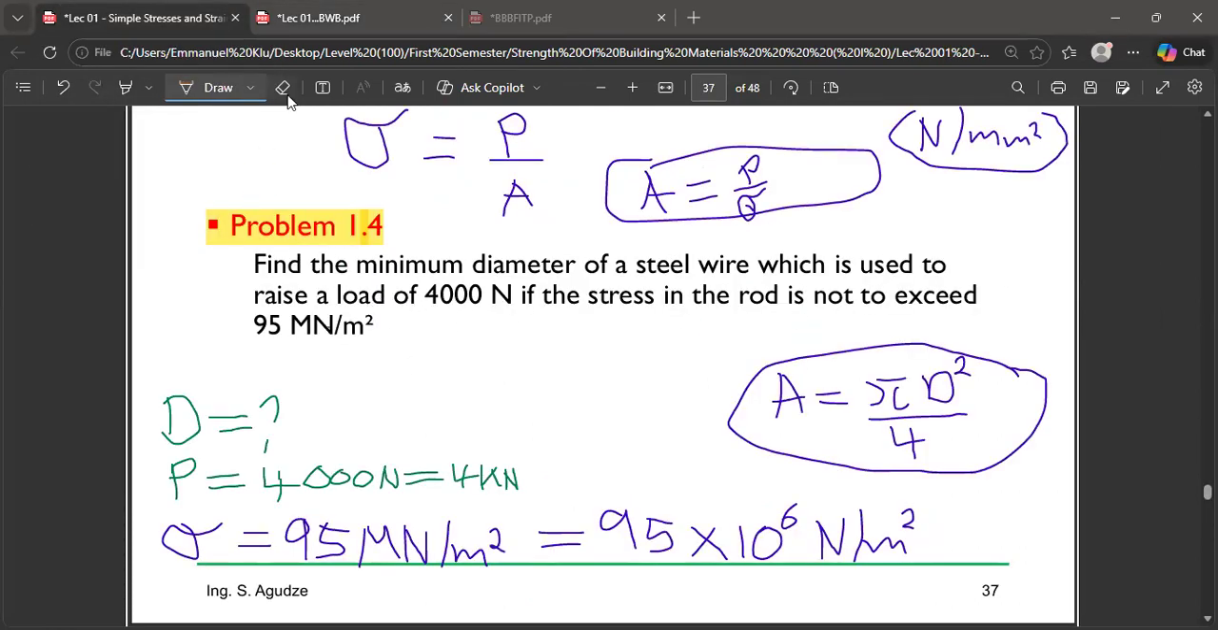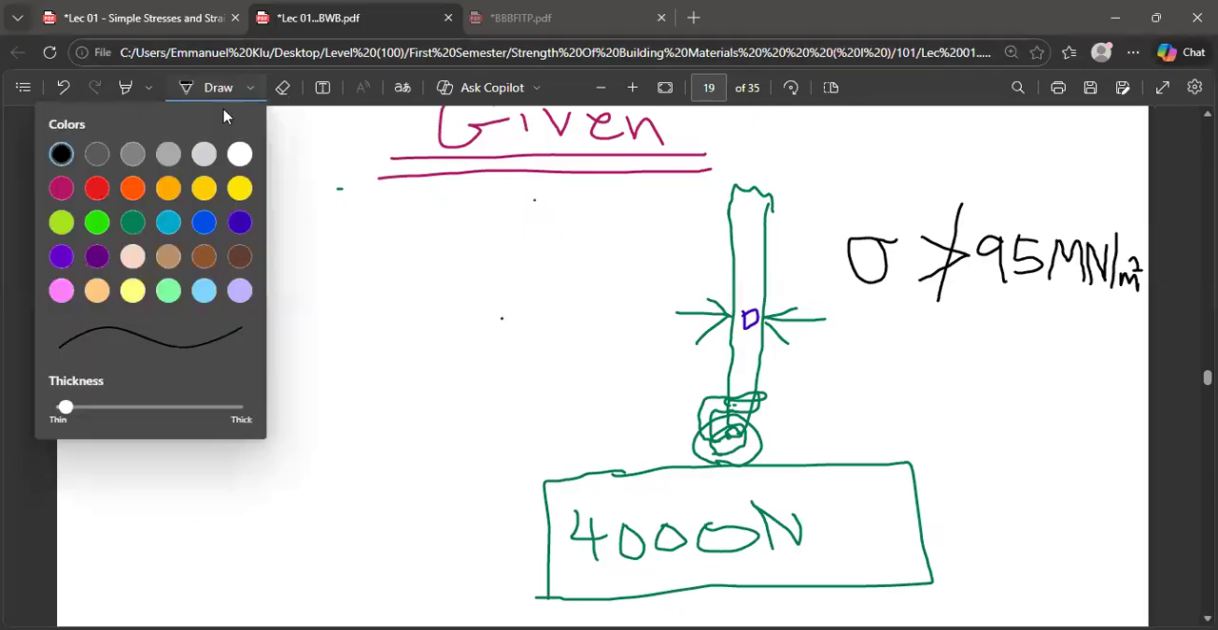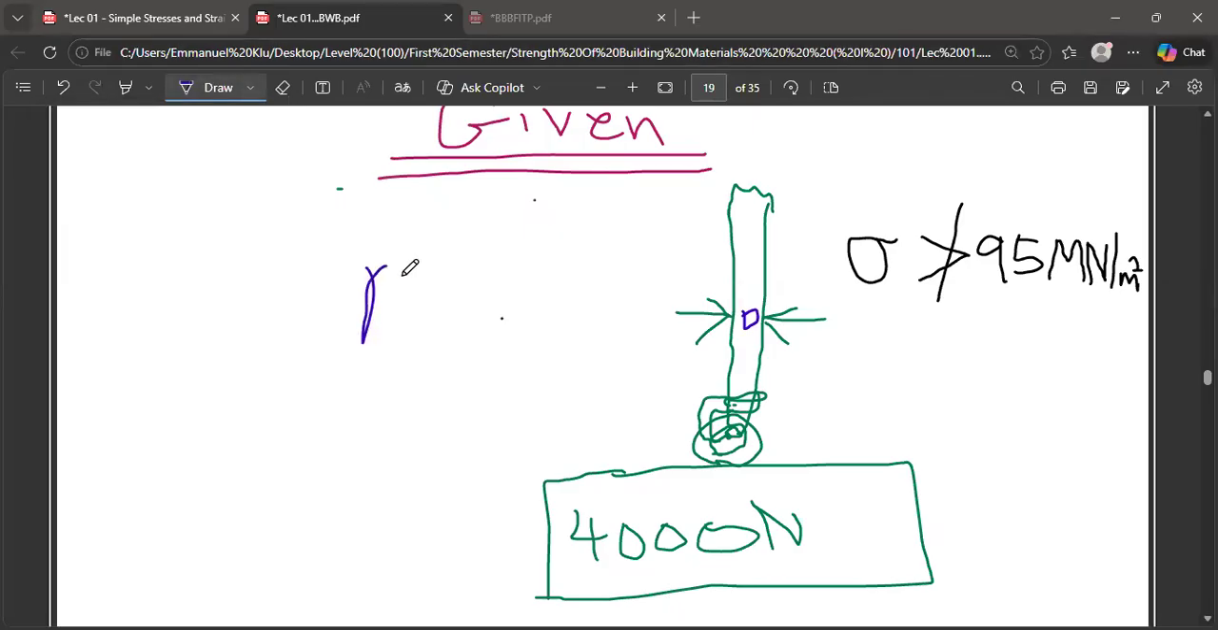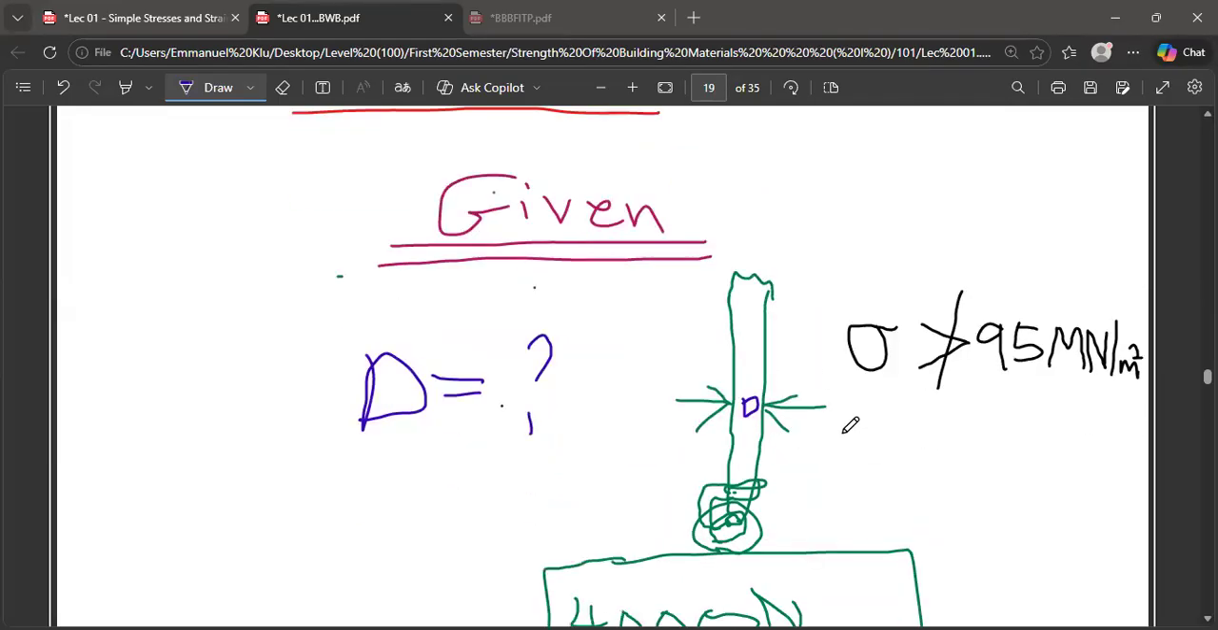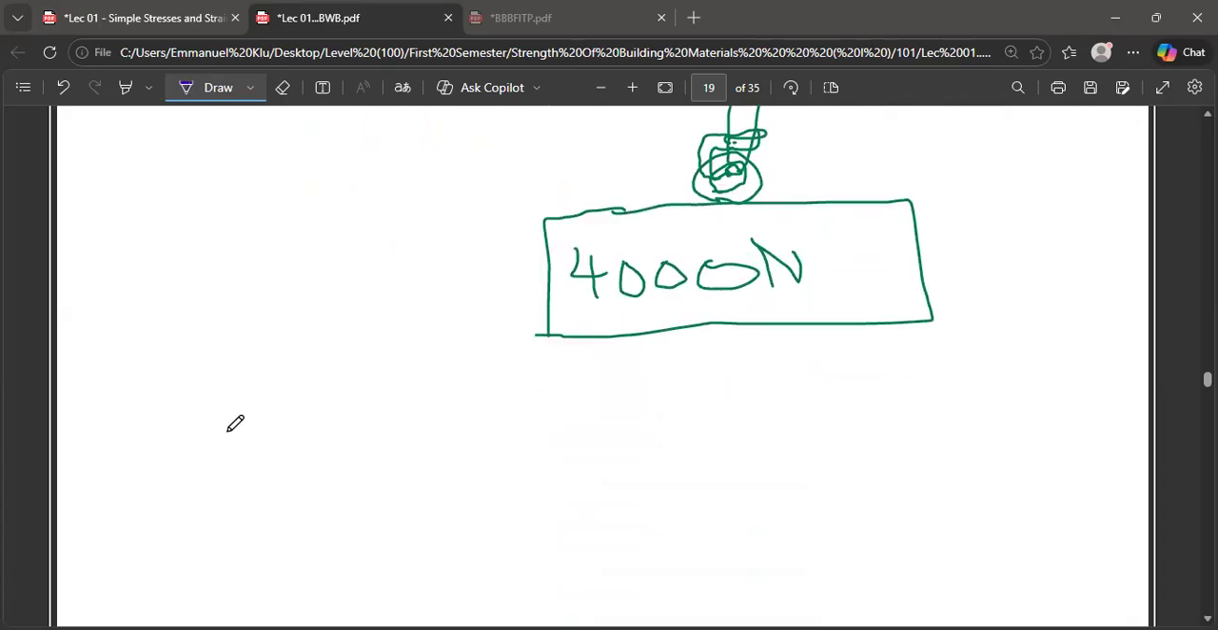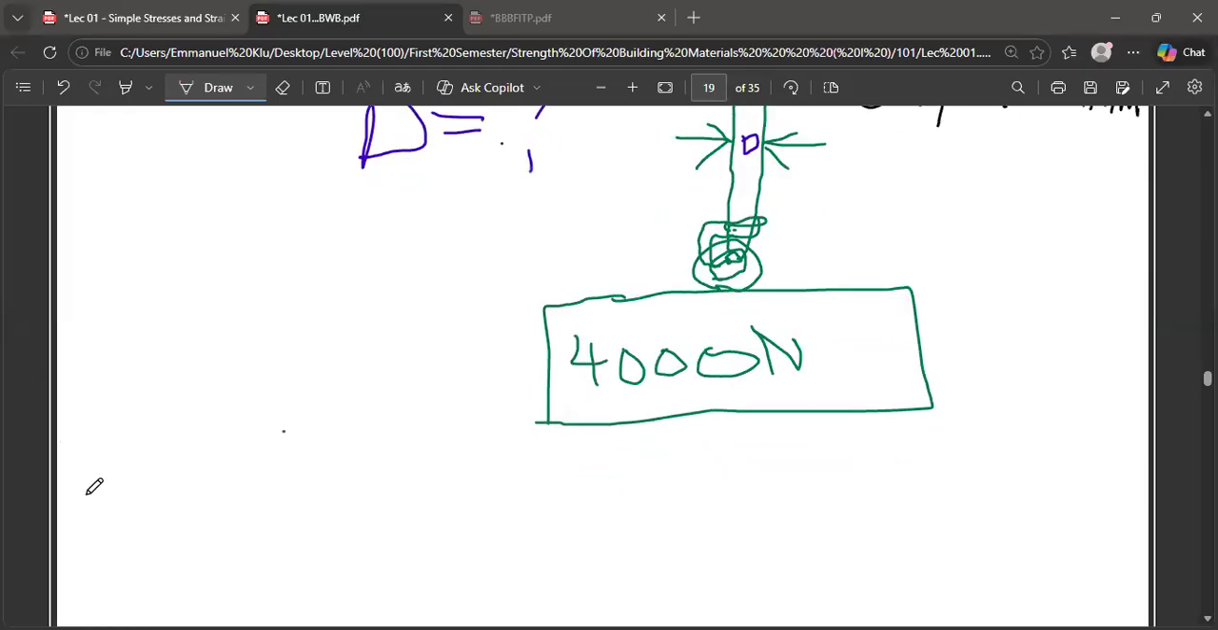So we have been asked to calculate for the minimum diameter. So you see, the one we are supposed to look for now is the minimum diameter, which we don't know. So just these two, we are good to go. If you like, we can still write down some of these things to make life much easier so that we can proceed to solve our question. So our load is 4,000. Let's quickly write it as part of our given. So it is 4,000.